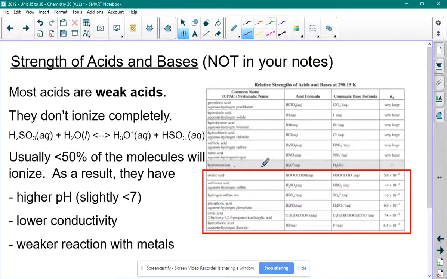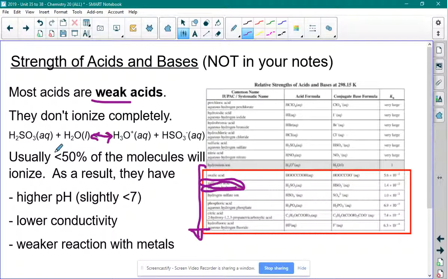Anything below hydronium on this table is considered a weak acid. So from hydronium on down, and that includes all of page 9, they do not ionize completely. So here I have sulfurous acid right there, reacting with water to give me hydronium and hydrogen sulfate ion. But notice that my arrow here is double-headed. This reaction flip-flops back and forth.